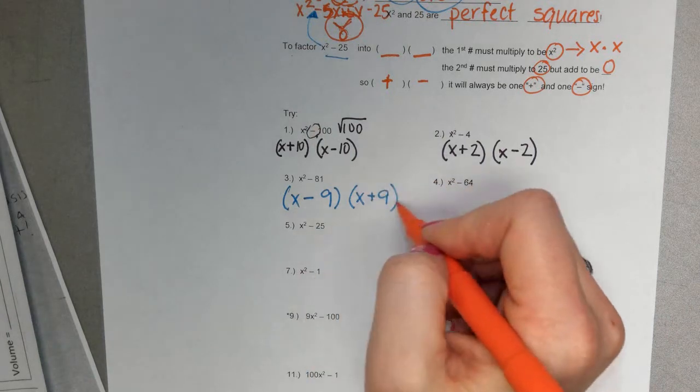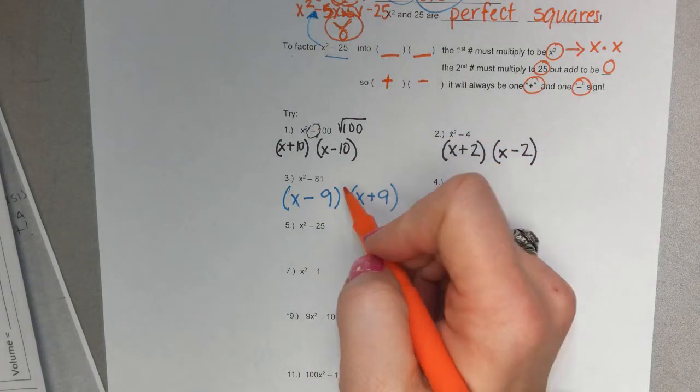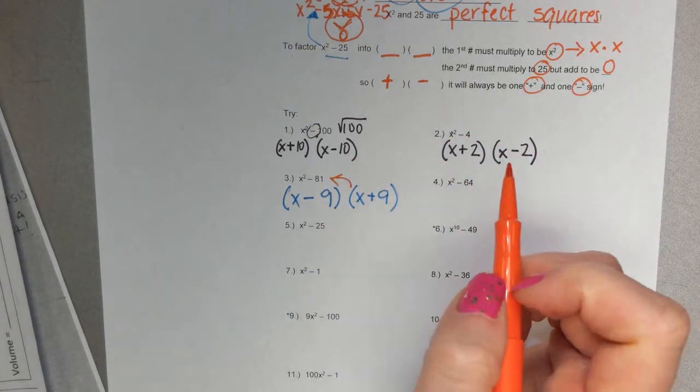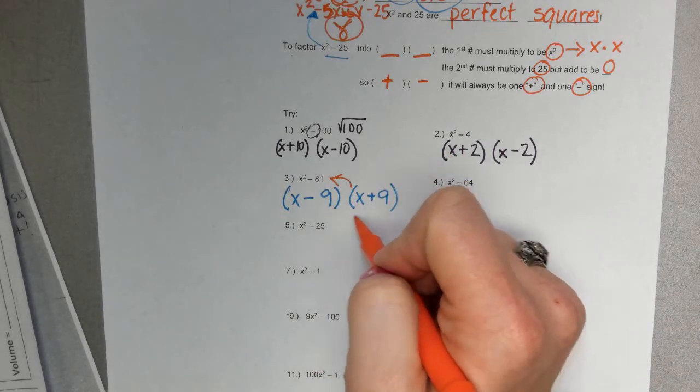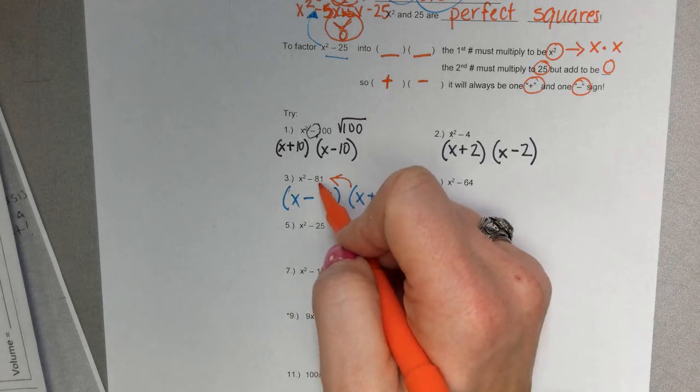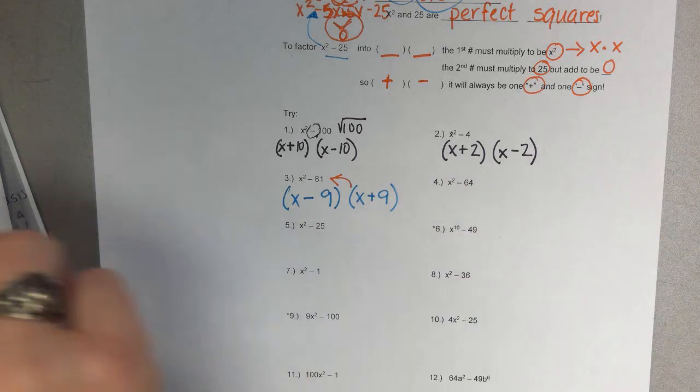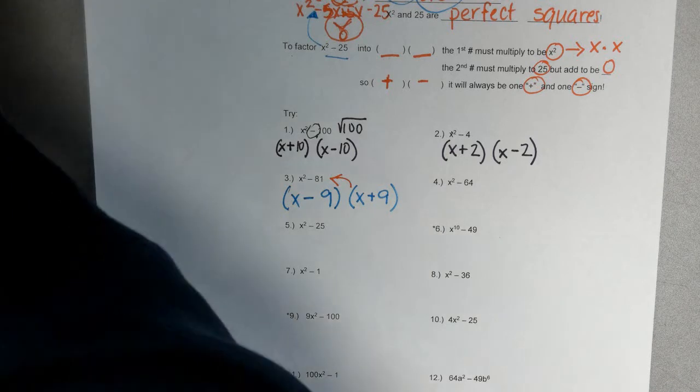If we were to FOIL these, you would get this answer, because you would have a negative 9x and a positive 9x that would cancel out, and you would just be left with x squared minus 81. Okay?